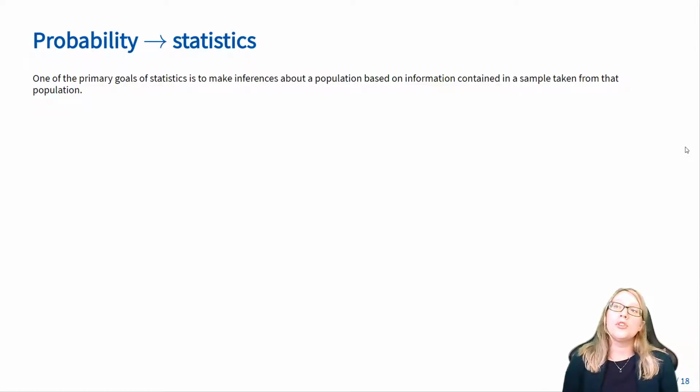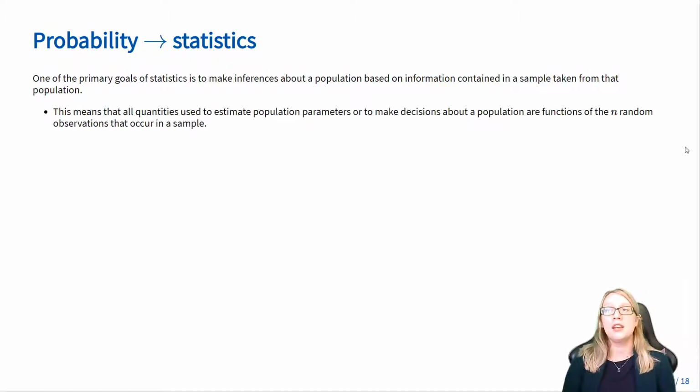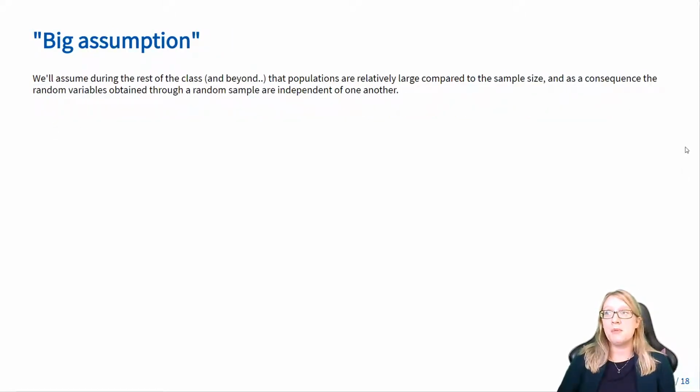So one of the primary goals of statistics is to make inferences about a population based on information contained in a sample from that population. Now, as we've been hinting at all semester, probability theory is really the toolbox that's required to do that. So in statistics, all of the quantities that we're using to estimate these population parameters are simply functions of n random observations from a sample. So what we're truly looking at is a series of n random variables collected from a population.